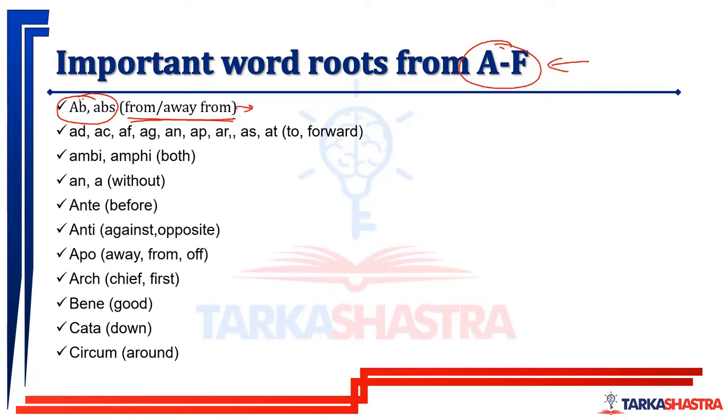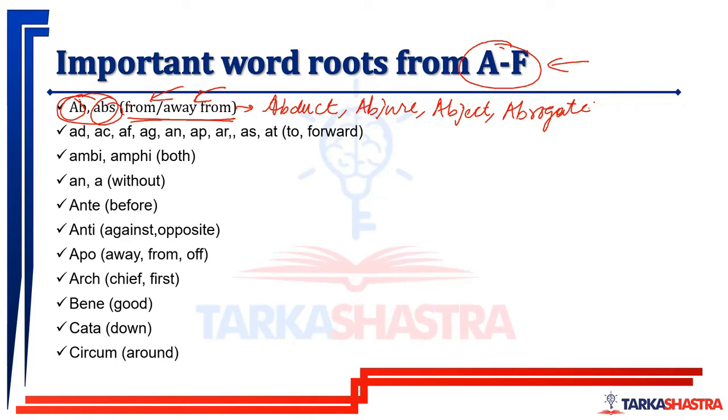The words from AB, ab, or abs mean from or away from. This is the meaning of AB or abs. The words could be abduct, abjure, abject, abrogate, abstain, abscond, abnormal.